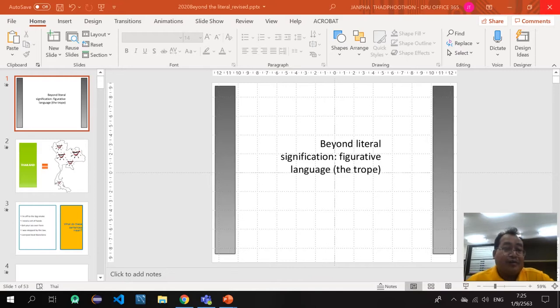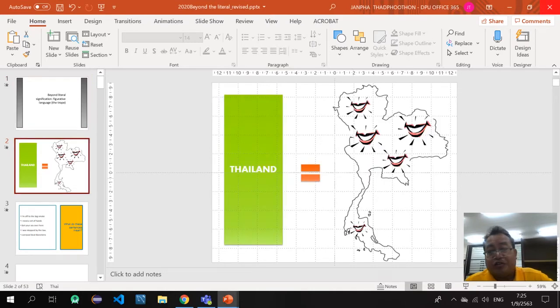An obvious example, if you can look at the screen, is the use of a metaphor. A metaphor is a comparison of A and B. A is B. This is side A is equal to side B. For example, Thailand is equal to the land of smiles. So this is an example. You need to figure it out in order to understand.